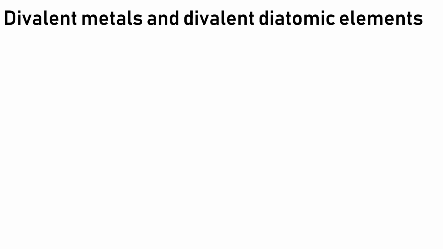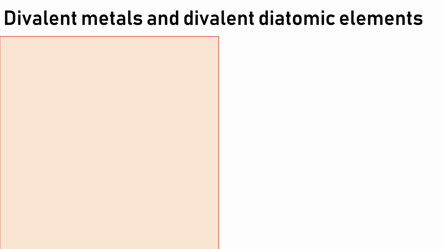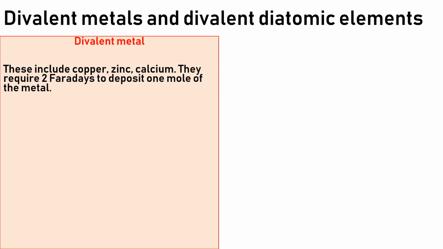Divalent metals and divalent diatomic elements. Let's look at divalent metals first. These are elements that carry just 2 charges, and the example is copper 2 ion. Copper 2 ion gains 2 electrons to form a metallic copper. That is 1 mole of copper. 1 mole of copper ion gains 2 moles of electron to form 1 mole of metallic copper.